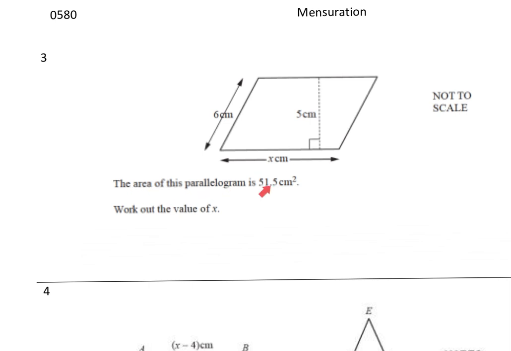Number 3. Area of parallelogram 51.5 centimeter square. Work out X, the value of X. The area is 51.5 centimeter square, so it's 51.5 divided by 5, because area of parallelogram is base times height. So X times 5, or 5X, equals 51.5. So to find X, divide. It's 10.3 centimeter.